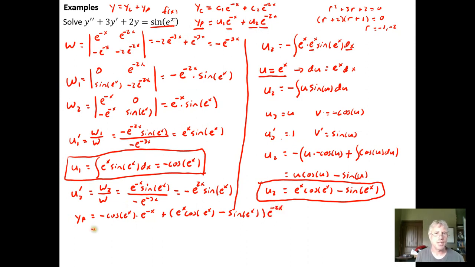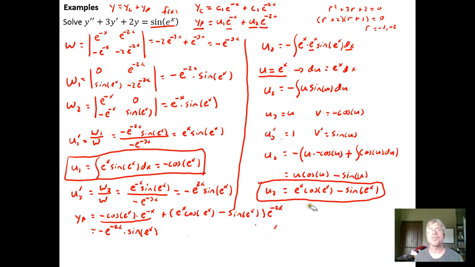And what we're going to see is this cleans up a bit. So right here I have a minus e to the minus x times the cosine of e to the x, and then I distribute this in, I get e to the minus 2x times e to the x is going to be plus e to the negative x cosine e to the x minus e to the minus 2x times the sine of e to the x, and then these two cancel out, and I wind up with just y particular equaling just the opposite of e to the opposite of 2x times the sine of e to the x.